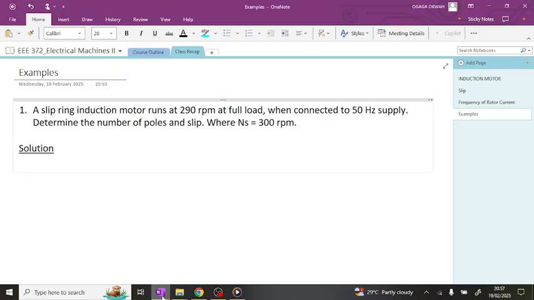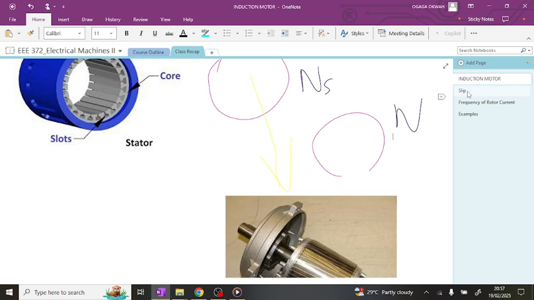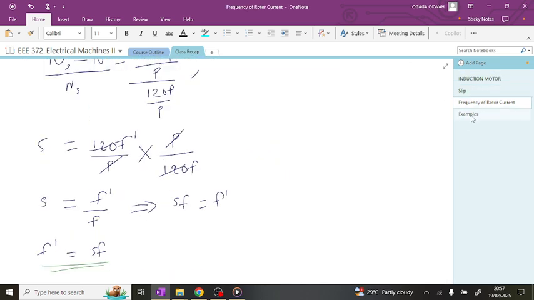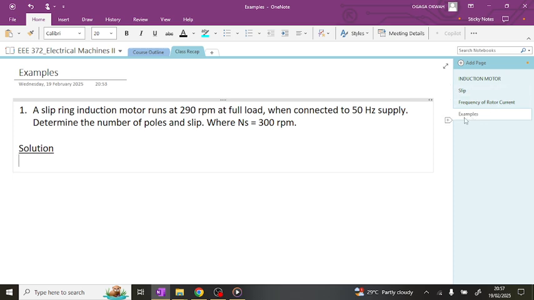So in this video we are going to solve some problems. Okay, just one of them. Of course we've done introduction to induction motor, we've done slip, we've done frequency of rotor current, and now I want to work with those formulas derived so far. The formulas are gotten from the definition, the concept, and then we use the formulas to solve the problems. But in case you are not too familiar with the formulas, don't worry, as we make use of them, you'll get used to them. You get them stored in your brain somehow.